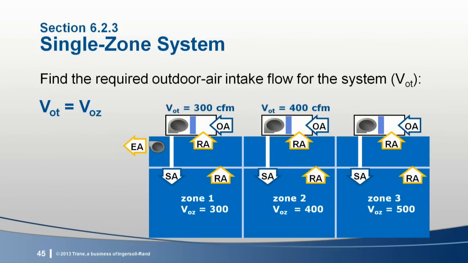So V sub OT equals 300 CFM in the cooling mode for the system serving zone 1, 400 CFM for the rooftop serving zone 2, and 500 CFM for zone 3. Note that if E sub Z is less than 1 during heating mode, the system intake in a single zone system may need to be higher.